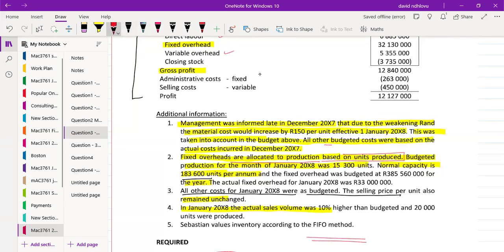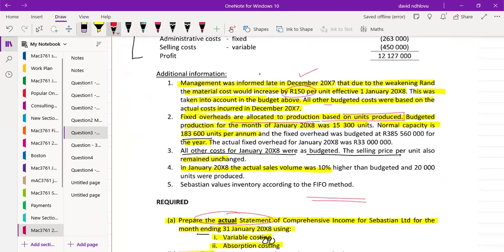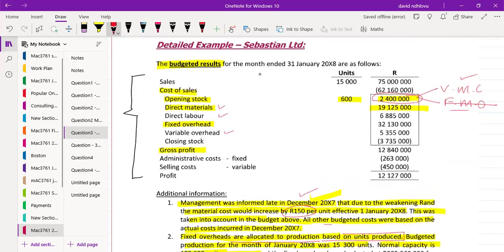So we are saying our material cost in the budget had taken into account that material is expected to increase by 150 per unit. But then we want to know how that affects the actual. Here they simply said all the other costs for January 20x8 were as budgeted. The selling price per unit also remained unchanged. So remember, this has been taken into account. This is an expected increase in our budget, but we are saying that all the costs for the budget are the same as per the actual. So therefore, the cost per unit will remain the same.